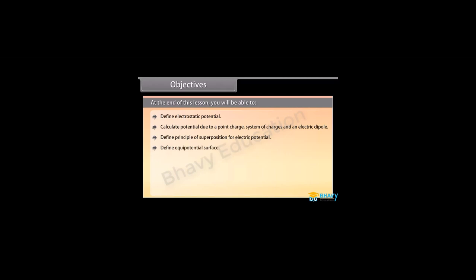Objectives. At the end of this lesson, you'll be able to define electrostatic potential, calculate potential due to a point charge, system of charges, and an electric dipole, define the principle of superposition for electric potential, define equipotential surface, define potential energy, calculate potential energy of a system of charges and electric dipole, know electrostatics of conductors, and explain electrostatic shielding.